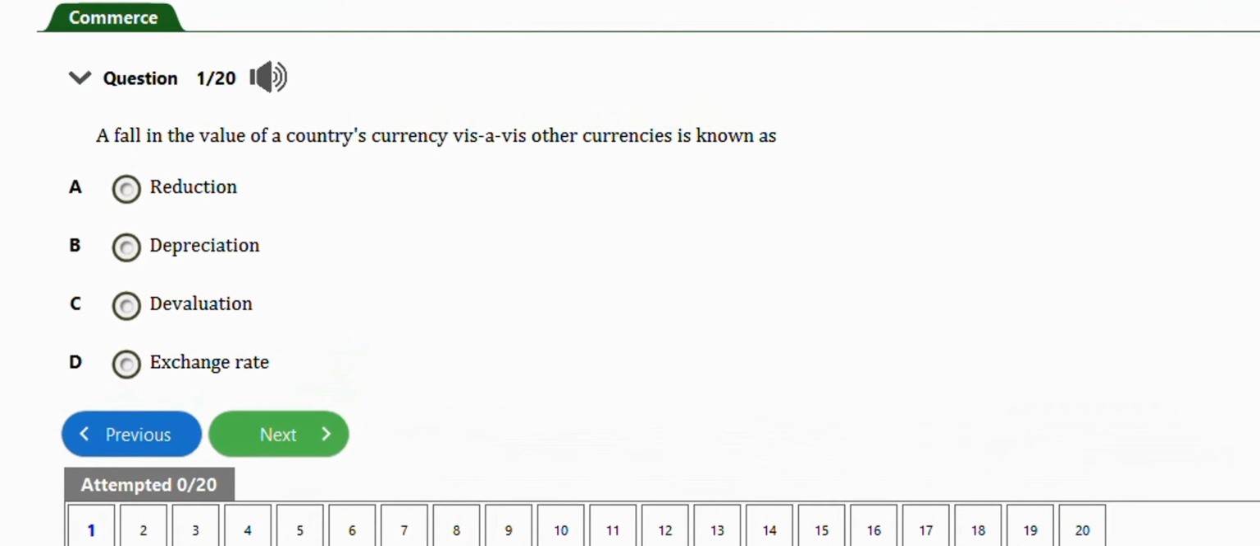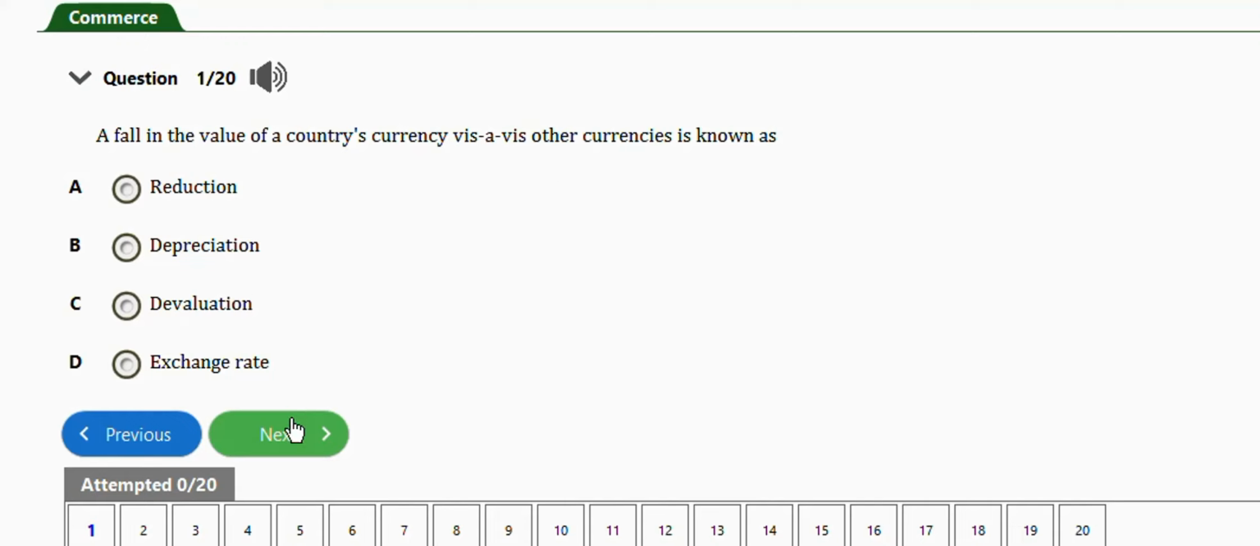In this video, we are going to learn how to solve the JAMB commerce problem under balance of payments. So guys, we have about 18 to 20 play questions to practice with the video. Let's get started. The first question I have here says a fall in the value of a country's currency vis-a-vis under currency standard. So this is very simple.